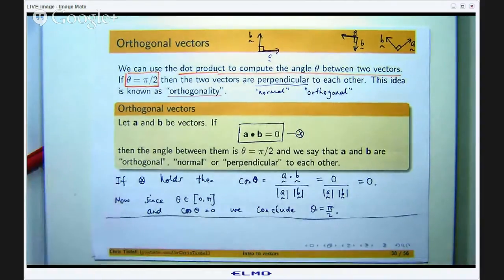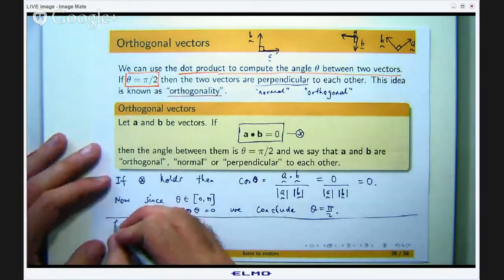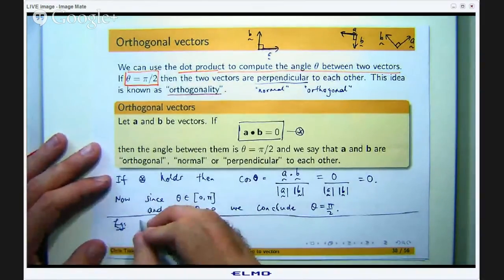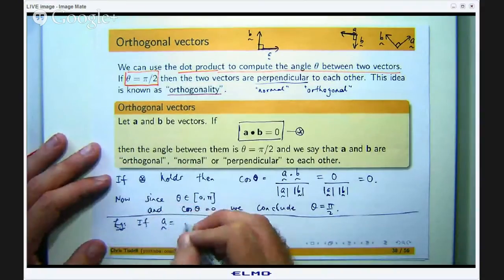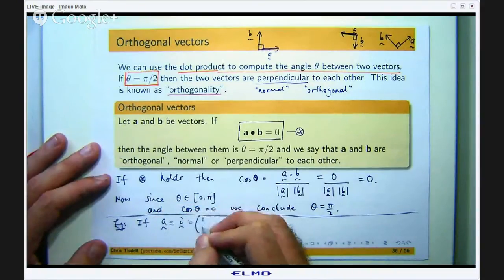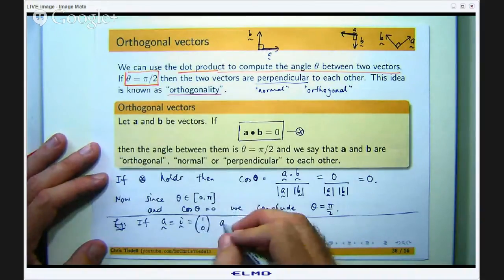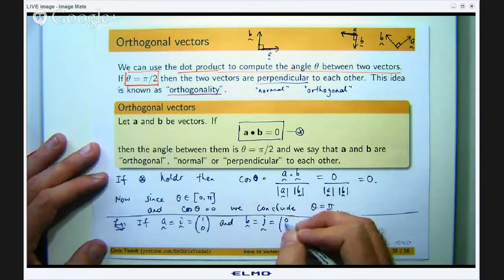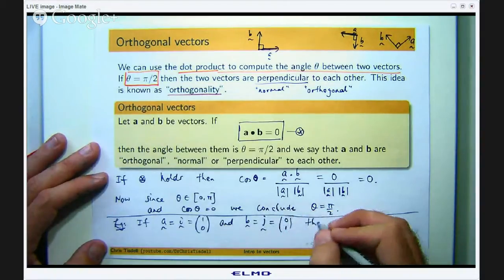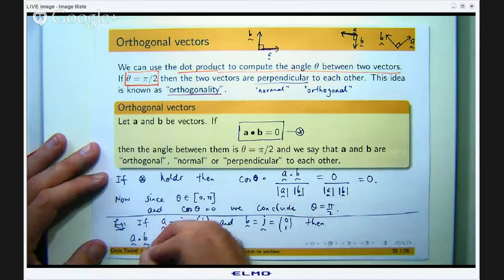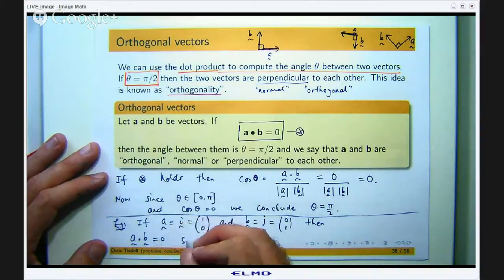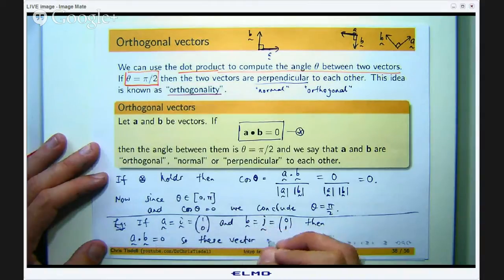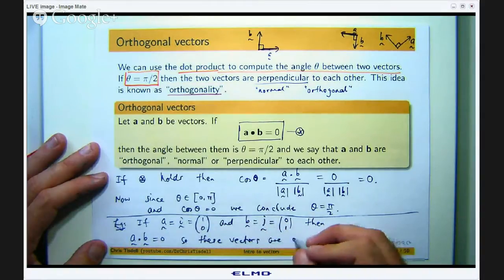Okay, so let's talk about this a little bit more. Let's talk about an example. If I take, say, A to be the unit vector i, so let's say we're working in R squared, and let's say B is the vector j, which is just (0, 1), then you can work out that the dot product of these two vectors, well, it's 1 times 0 plus 0 times 1. So these vectors are orthogonal.